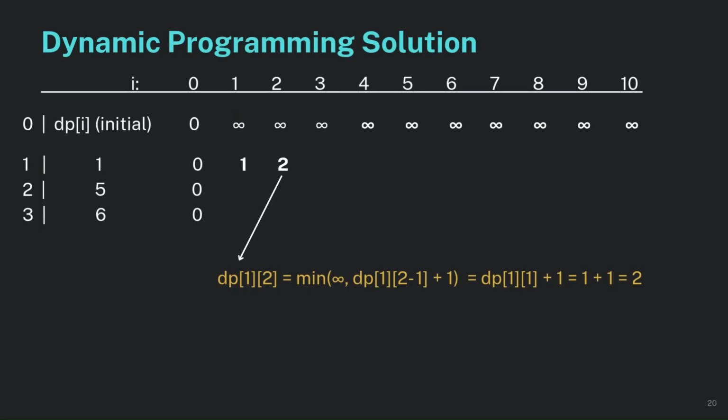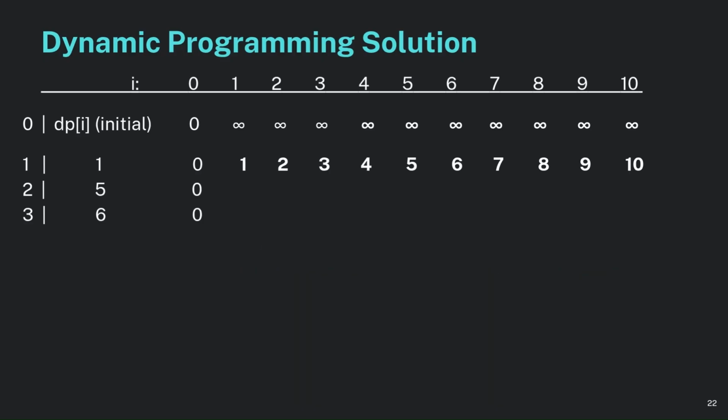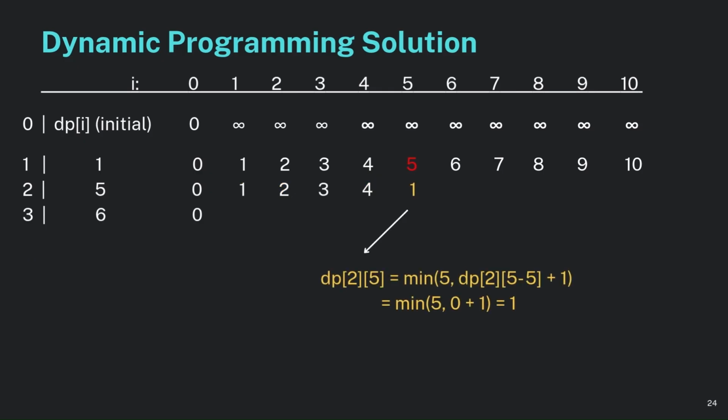When the target is 2, we need to use this coin 2 times, which is again less than infinity. And when the target is 3, it will be 3 times, and when it is 4, it will be 4 times, and so on. When the coin value is 5, as you can see, until the target is 5, we can't use this coin because it's more than the target value. When the target value is 5, again we need to look at which option is the best.